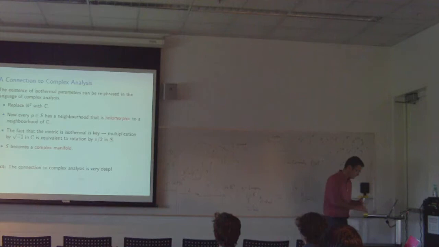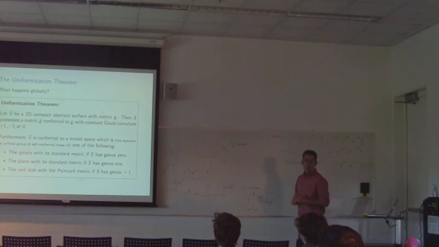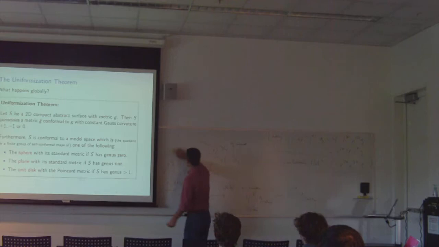Okay, so the next question is, what happens globally? There's this thing called the uniformization theorem, which gives you an idea of global conformal equivalence. The uniformization theorem is an extremely, it's a perfect mathematical result.